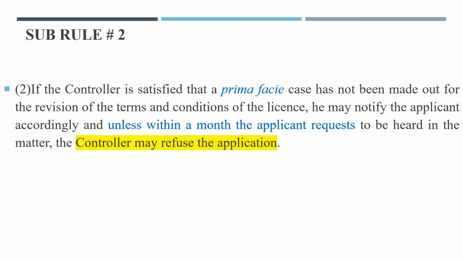Fine. I hope this is pretty much clear. I am reading it again: if the controller is satisfied that a prima facie case has not been made out for the revision of the terms and conditions of the license, because a prima facie case is needed actually, and he finds it is not there, then the controller notifies the applicant accordingly. And unless within 1 month the applicant requests to be heard in this matter, the controller may refuse the application. Simple thing. Let us proceed.